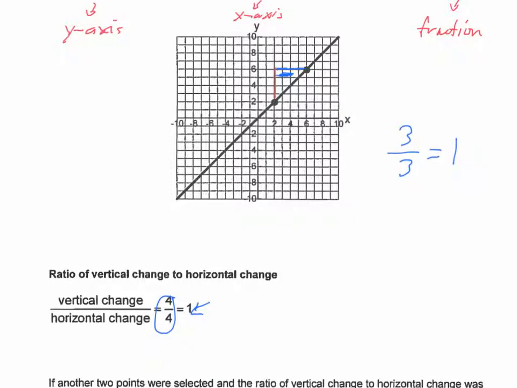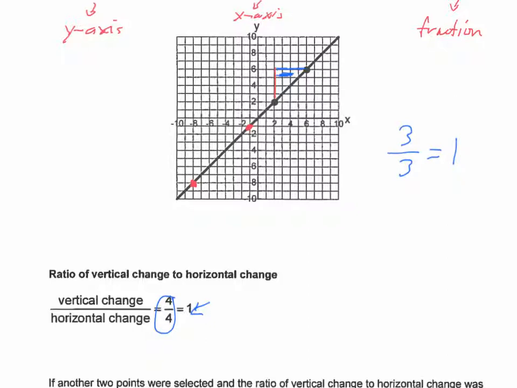Let's choose, I don't know, this guy right here. Now notice I'm trying to choose a point where the little lines intersect, so that they call it an interval point. It's where the numbers are whole numbers. Okay, let's choose that point, and then let's choose, I don't know, this guy right here. Do you think that if we count up the vertical change and the horizontal change, that our slope will still equal 1? Well, let's test it out.